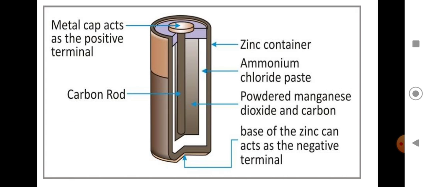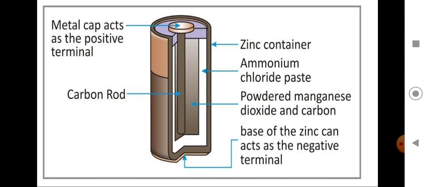Just see these chemicals in a clear look, children. See, inside there is a carbon rod. See where it is marked. The metal cap, that cap-like thing up there, will act as the positive terminal. And there is a zinc container, a light silver color zinc container. Inside there will be ammonium chloride paste and then powdered manganese dioxide and carbon. And the base, we have the zinc, and this is going to act as the negative terminal.